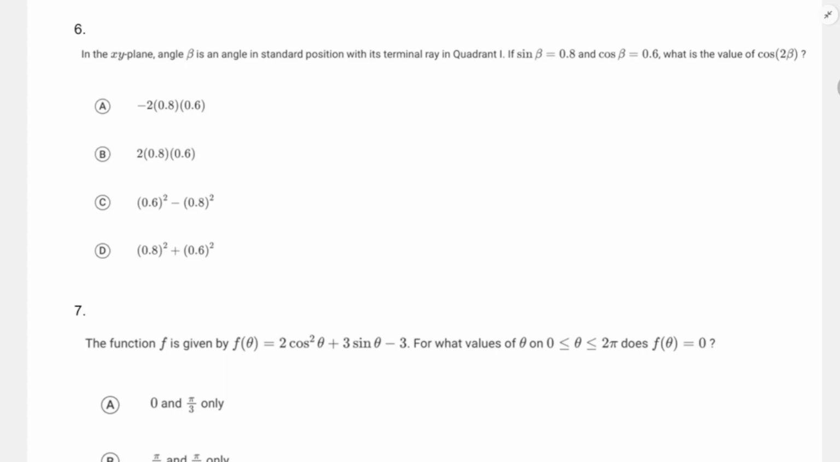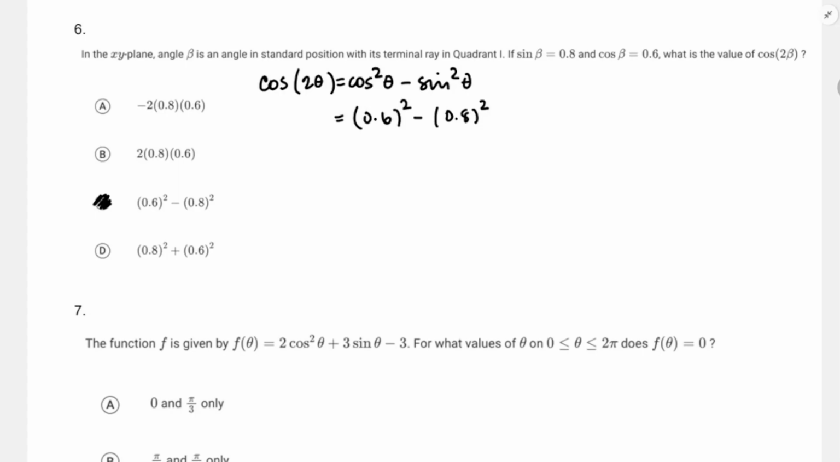Okay, if you know the double angle formula for cosine, you know that cosine of 2 theta is cosine squared theta minus sine squared theta. You could go in and just do that. Cosine squared theta would be 0.6 squared minus sine squared theta would be 0.8 squared. And then that would give you answer choice C.